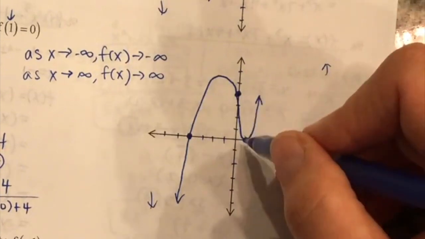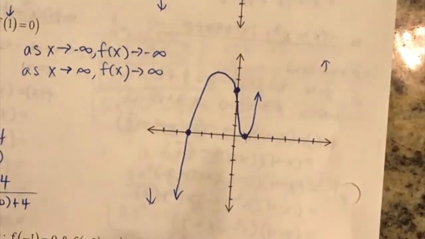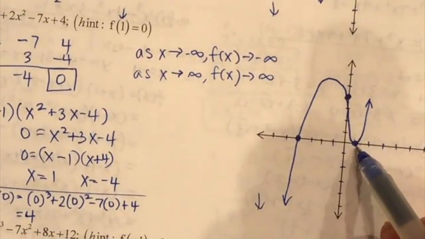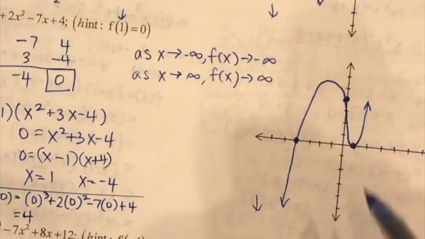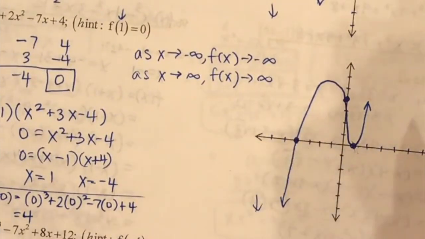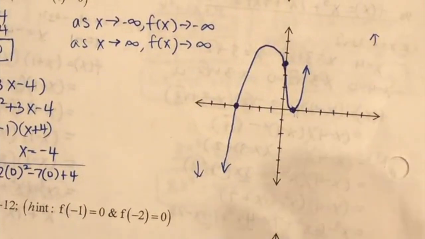It would go through that, turn and kiss at 1, and then go back up in the other direction. So when you've got a double root, it turns right there. It does not go through, it turns. And so that's how I end up having 2 x-intercepts with that end behavior.